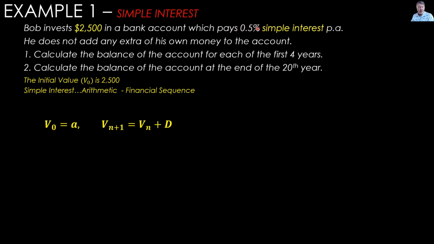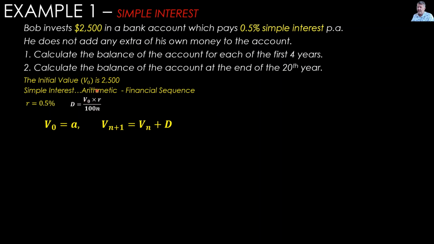In the question, we're only told the interest rate, which is 0.5% per annum. Okay, that's not very much, is it? So we need to work out what the D is. Here's our equation. Don't worry if you didn't write it down. I'm going to give it to you. Just sit back and relax and watch.